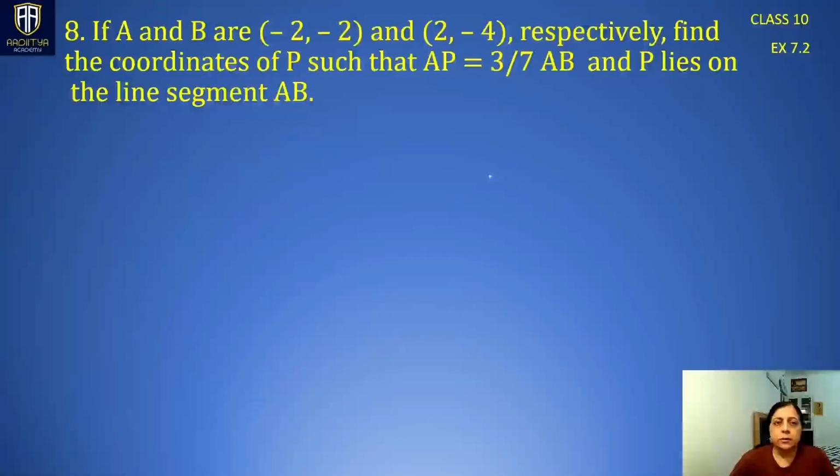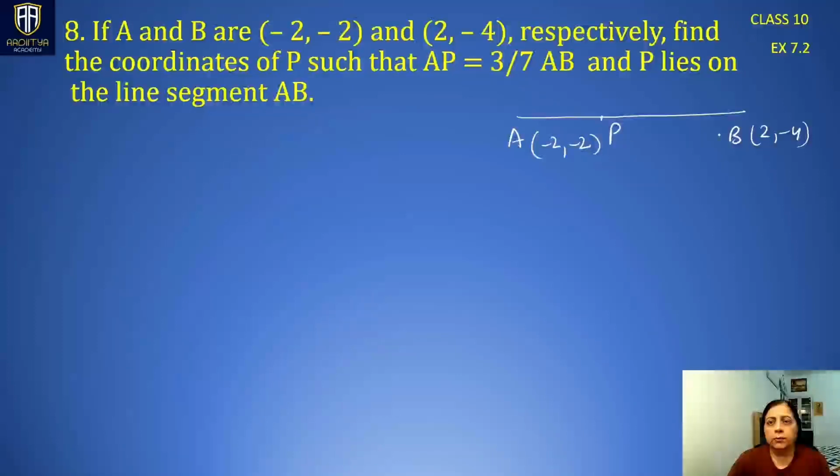So now the next question is, if A and B are these two given points respectively, find the coordinates such that AP is 3 by 7 of AB. So we have A, which is (minus 2, minus 2), and then B, which is (2, minus 4). This is the point P. Now he says, find the coordinates of P which divides AB such that AP is 3 by 7 of AB.